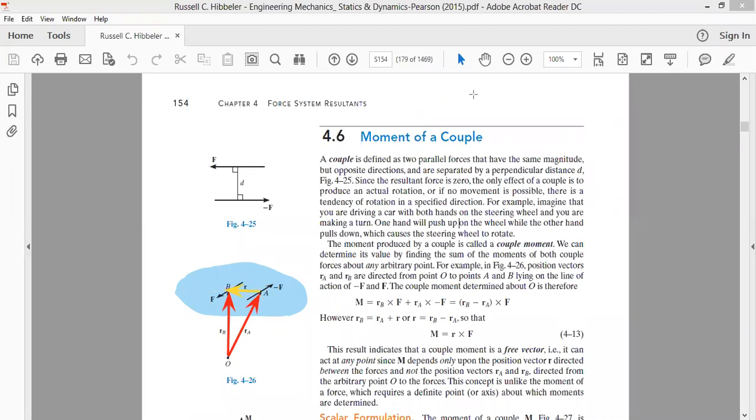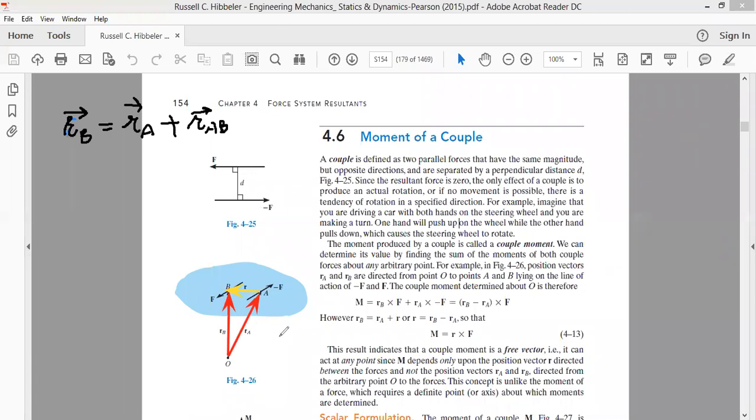Okay. So now, by the triangle law of vectors, we can write RB is equal to RA plus RAB. This is how we can write it, by the triangle law of vectors.